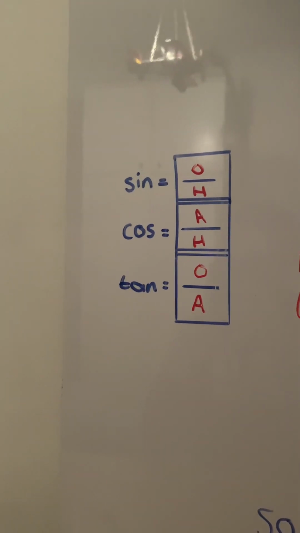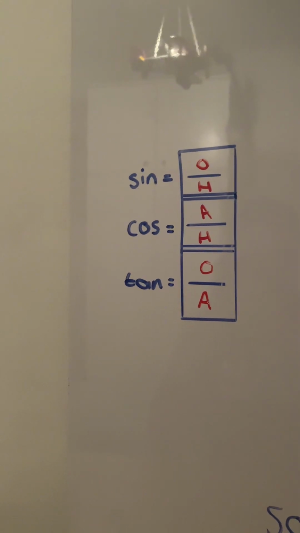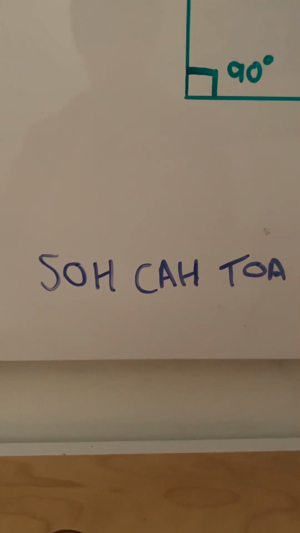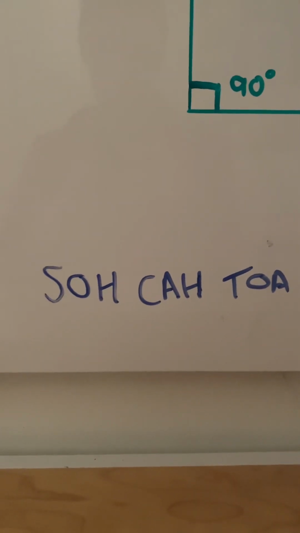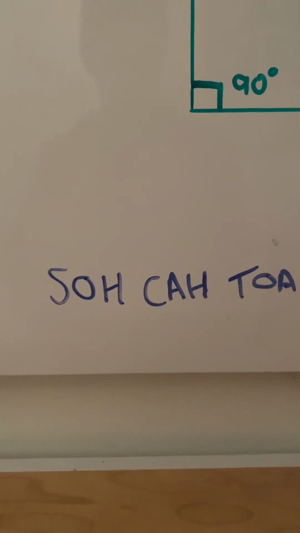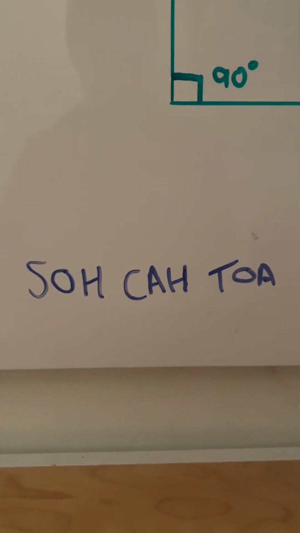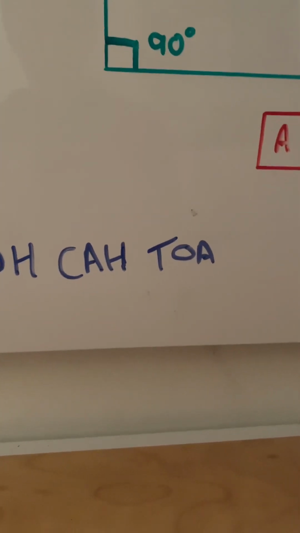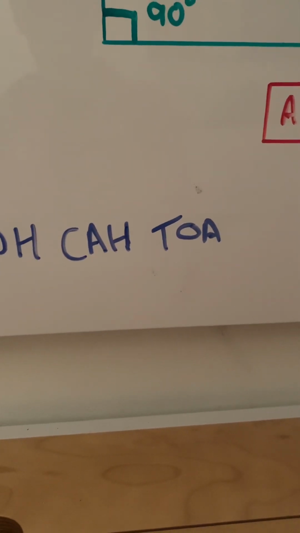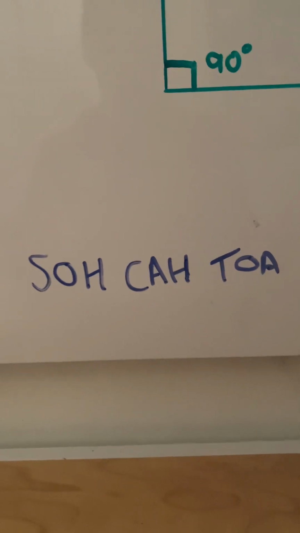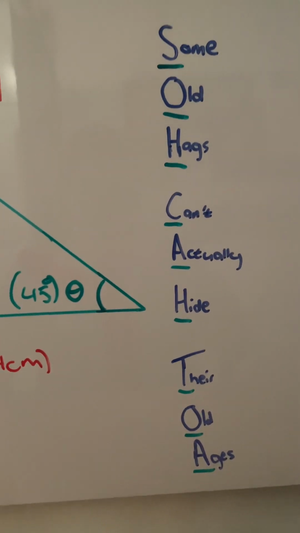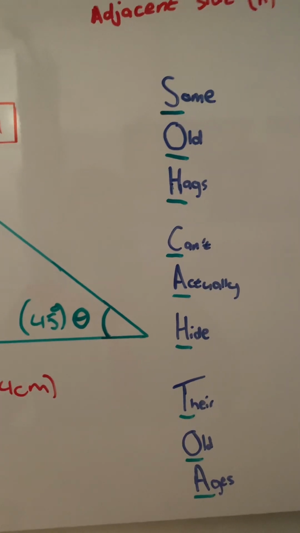If you struggle to remember the formulas for sine, cos, and tan, there's a saying that helps us remember it called SOH CAH TOA. SOH means sine, which is the opposite side over the hypotenuse. CAH means cos, which is the adjacent side over the hypotenuse. And TOA means tan, which is the opposite side over the adjacent side. Now, if you struggle to even remember this, there's a funny saying which goes, some old hags can't actually hide their old ages, which will help you remember SOH CAH TOA.